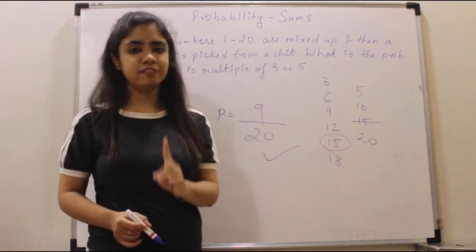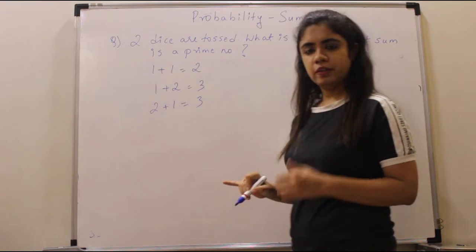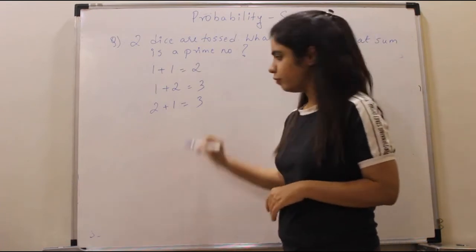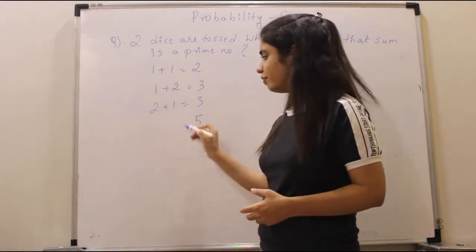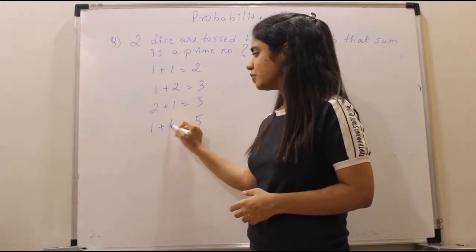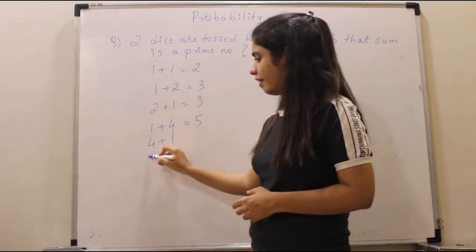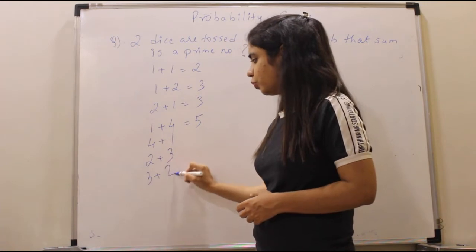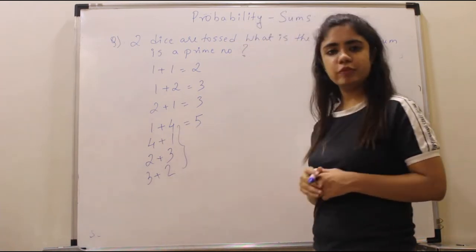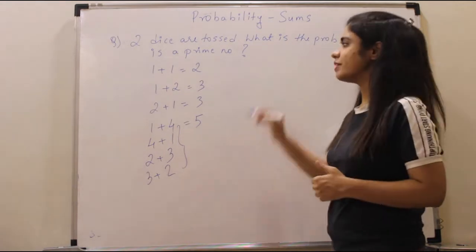Count it only once. 1 plus 2, I can have 2 plus 1 also. 4 is not a prime number. 5 is a prime number. When will my addition be 5? I can have 1 plus 4. I can have 4 plus 1. I can have 2 plus 3. And I can have 3 plus 2. All these additions are going to give me 5. Correct? 6 is not a prime number. Let's move on to 7.